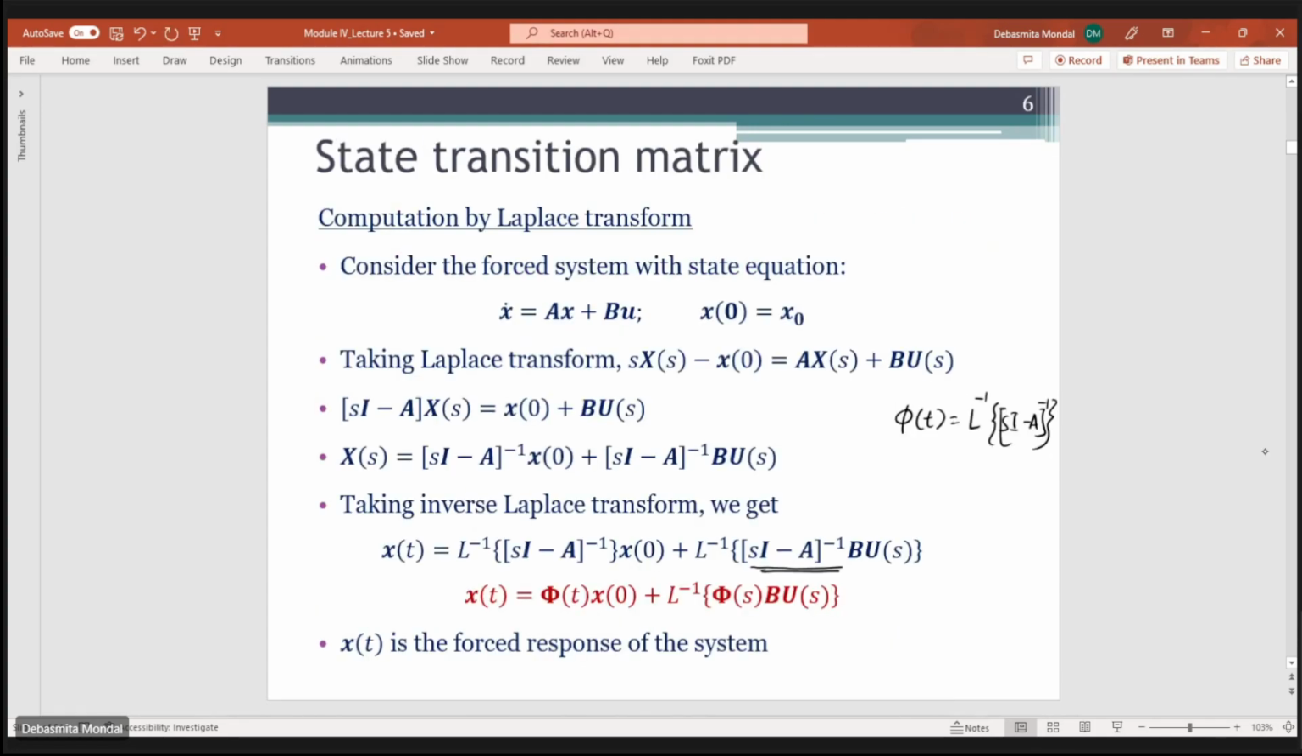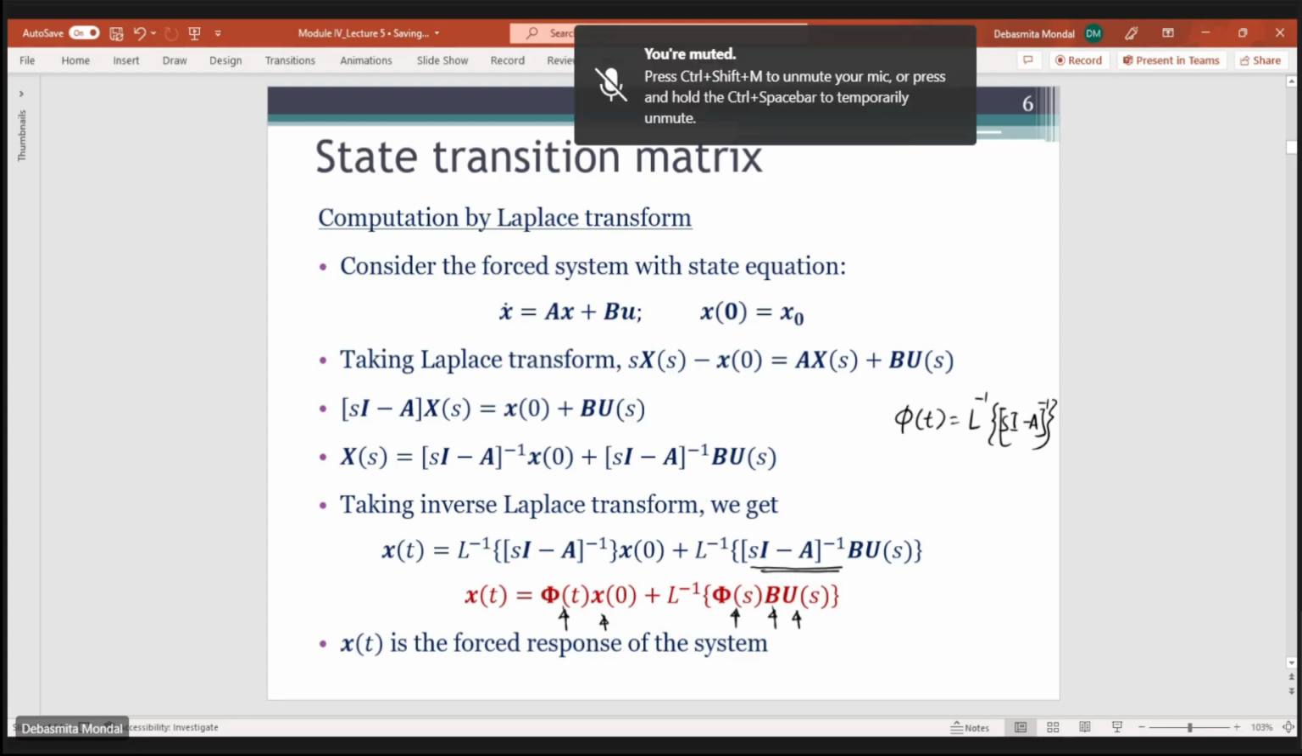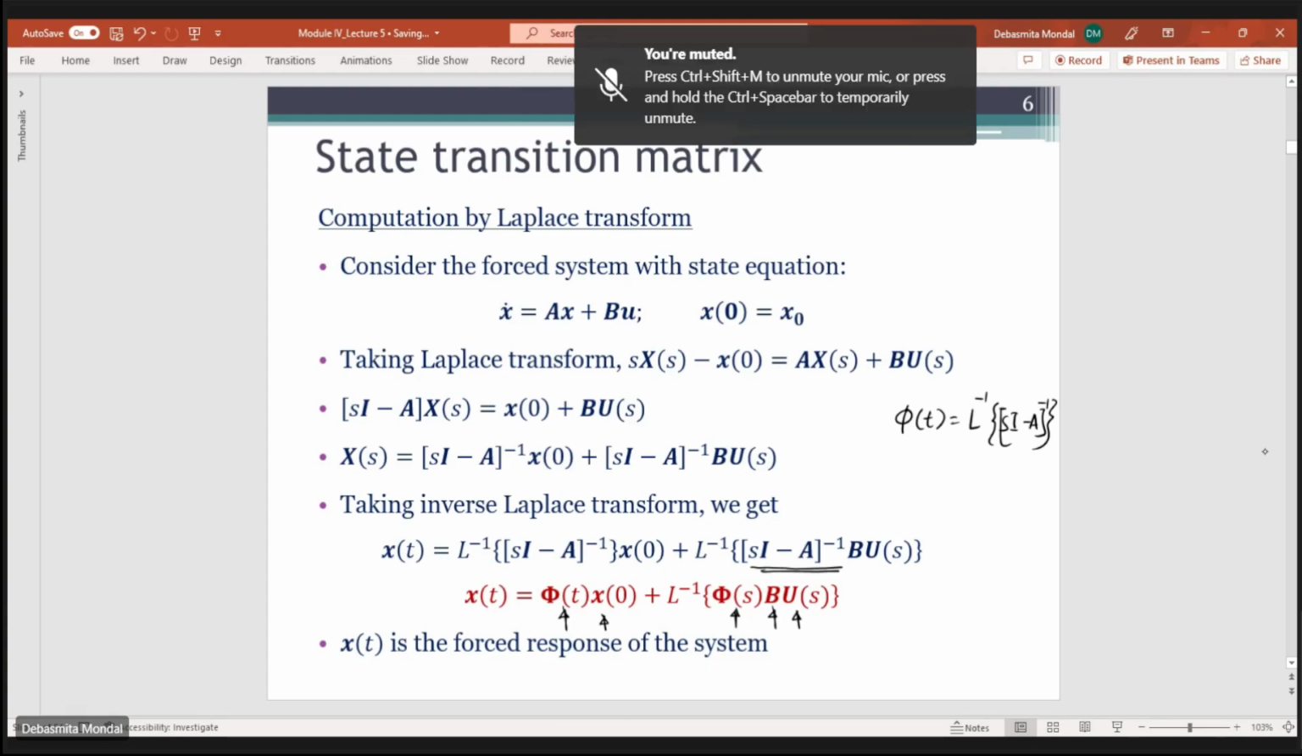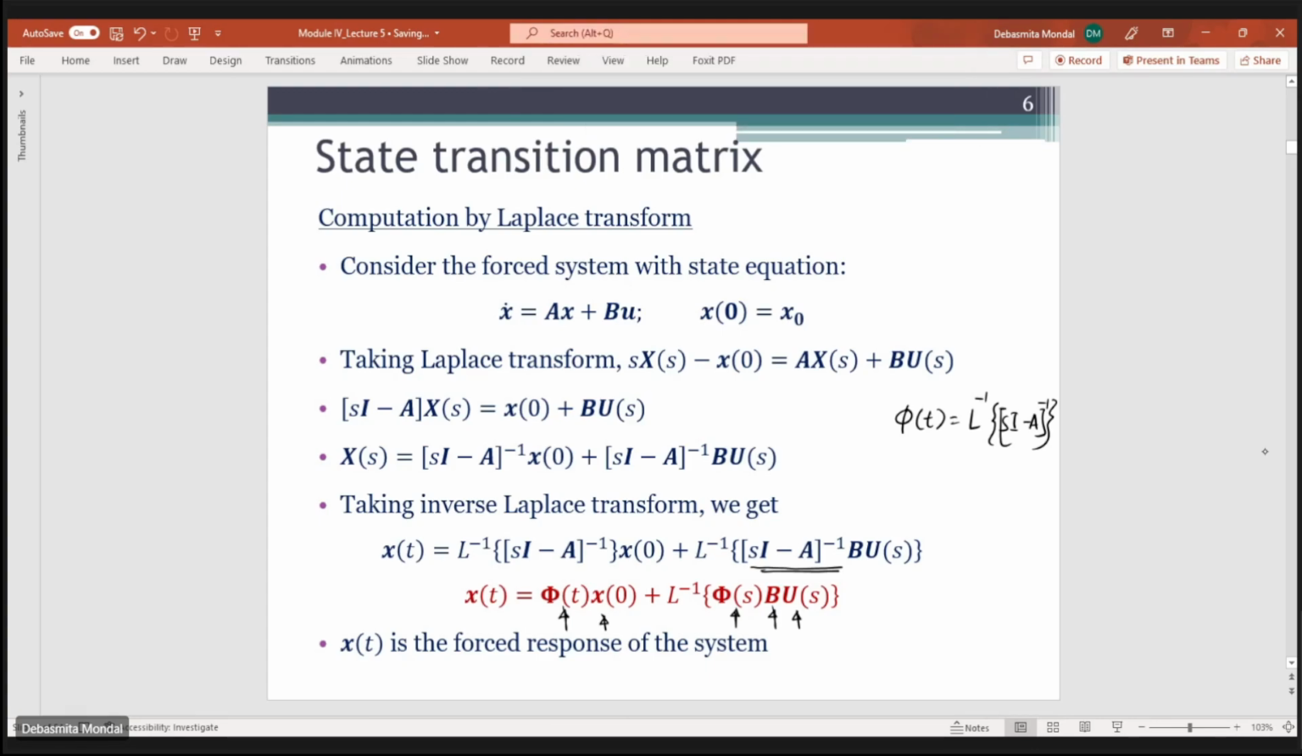In this equation, if you know the value of phi of t, you know the value of phi of s, B is also known to you, u is also known to you, and x0 is also given. That means you know all the terms on the right hand side. You just have to compute the individual terms and add them up to find the final solution of the equation of the system.